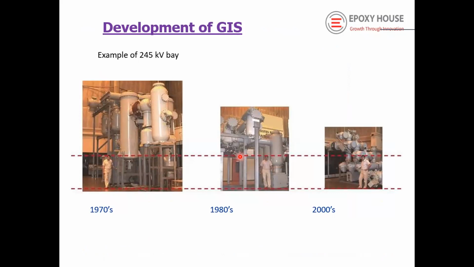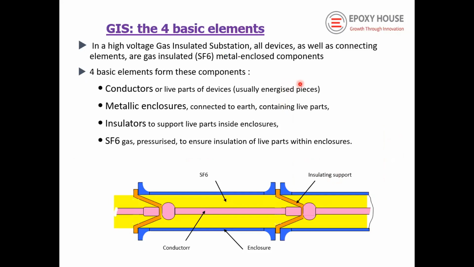In the 1970s, for the same person, you see how much the height is. In the 1980s it is reduced, and by 2000 it is reduced so much. So this is how the 245 kV GIS substation has been reduced in volume. When you come to the components of the GIS, there are majorly 4 components mainly used in the gas insulated switchgear.